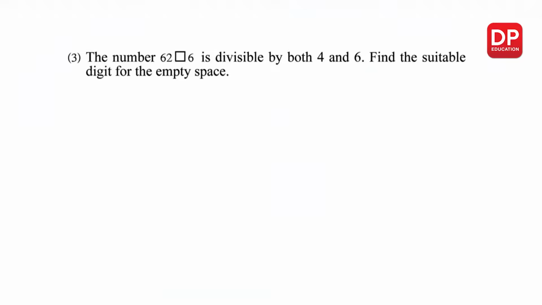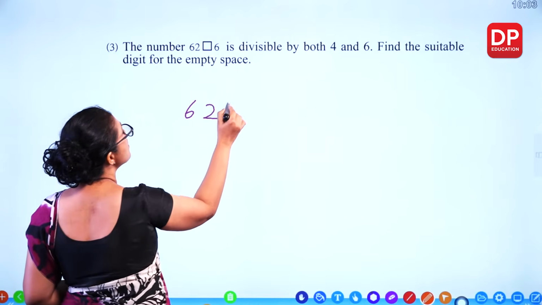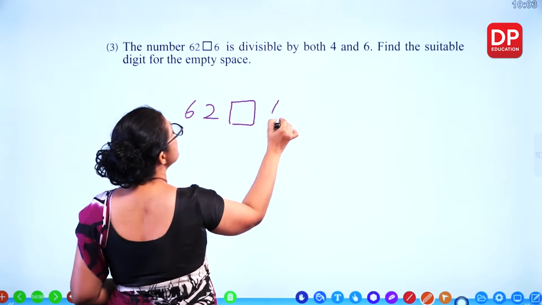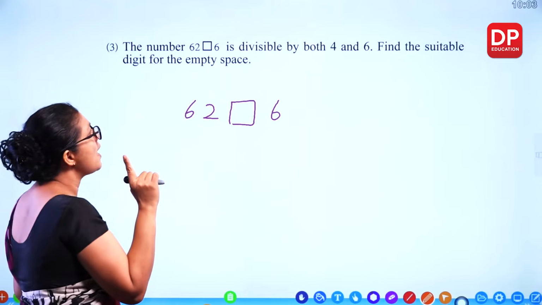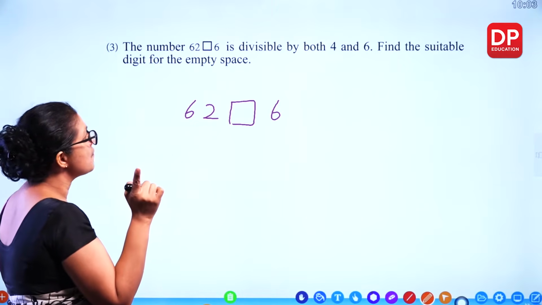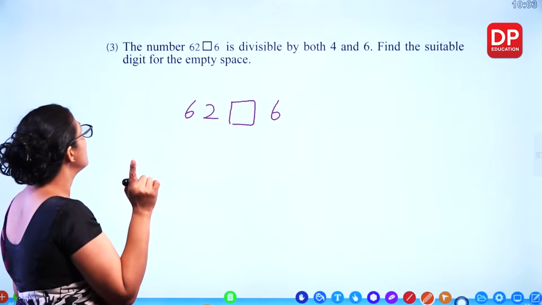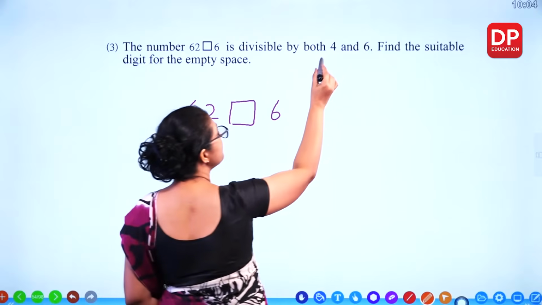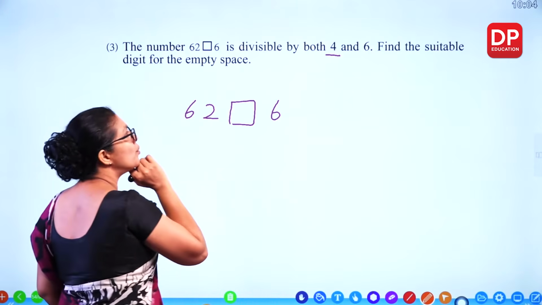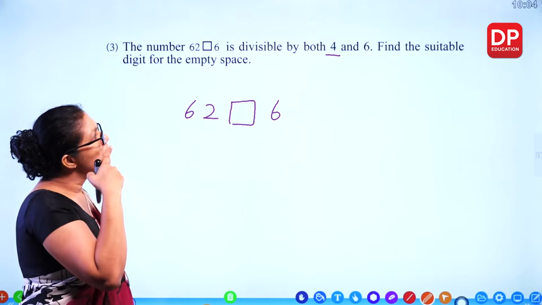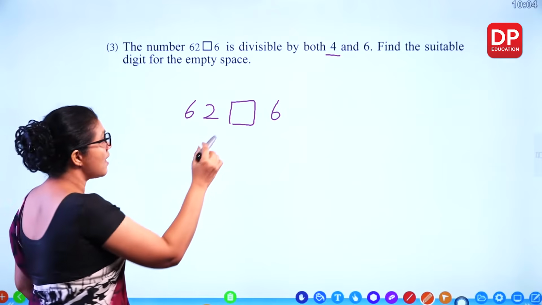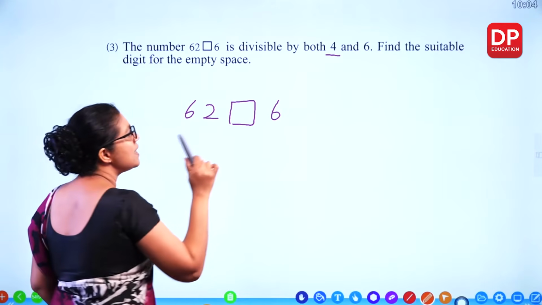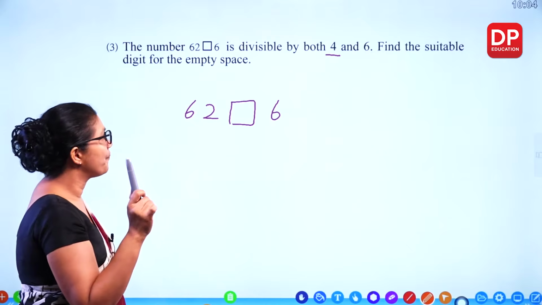The number 6 _ _ 6 is divisible by both 4 and 6. Find the suitable digit for the empty space. What's the condition? Satisfy for 4. The last 2 digits should be divisible by 4.